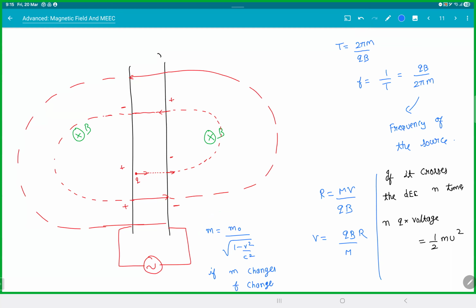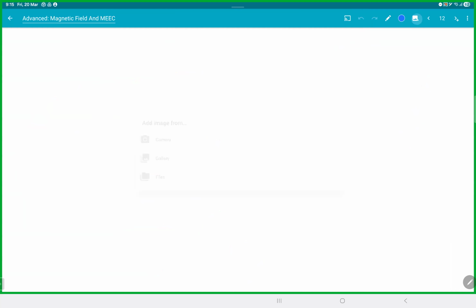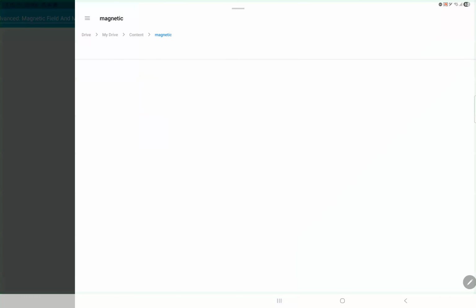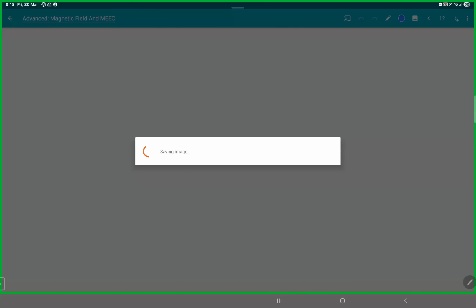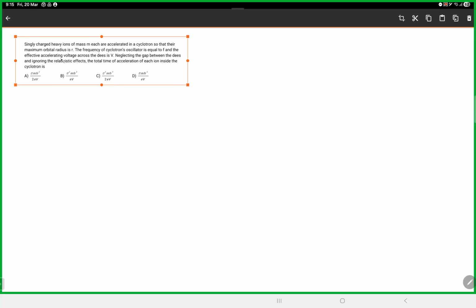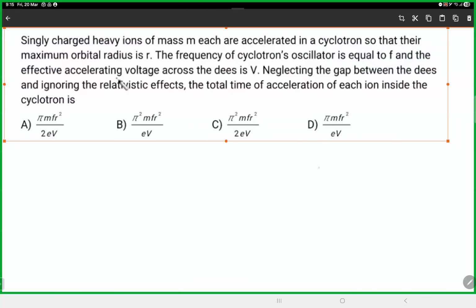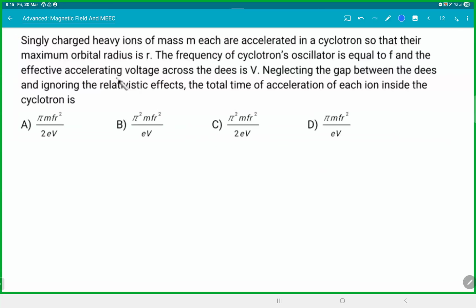So cyclotron, you should have an idea about it. Let's see if you have any questions. I think I have one. Let's do this. This is a question actually from an exam, slightly modified, but yeah, this is an exam question. Let's see.